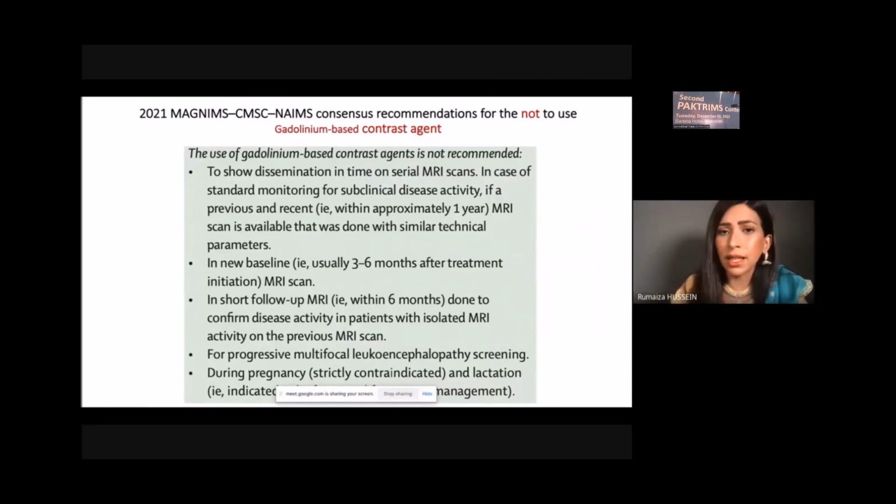A new baselining is not needed in such a case. You already diagnosed, you already initiated your therapy, you just need follow-up monitoring. A short follow-up MRI, again within 6 months, is done to confirm the disease activity in a patient with isolated MRI activity on the previous MRI scan, and for PML screening. And during pregnancy, it's strictly contraindicated.